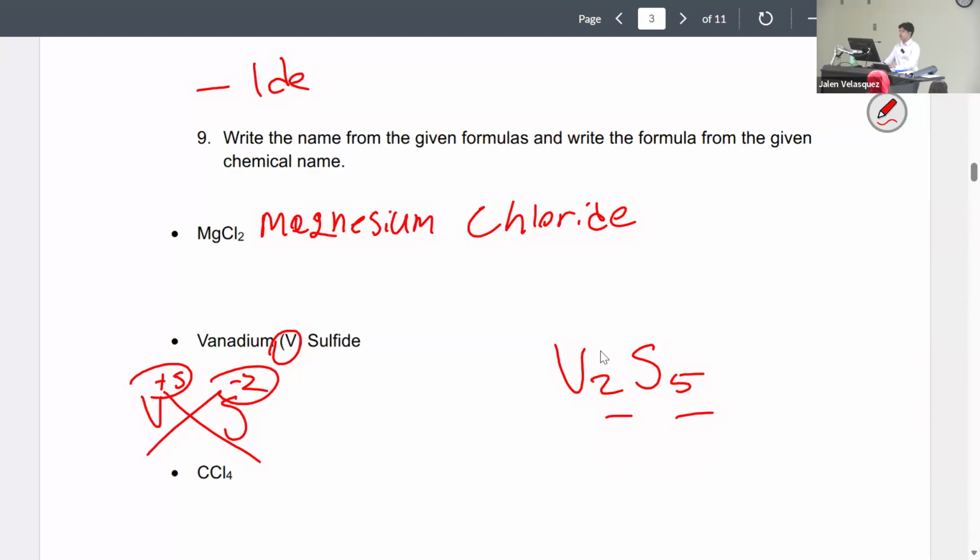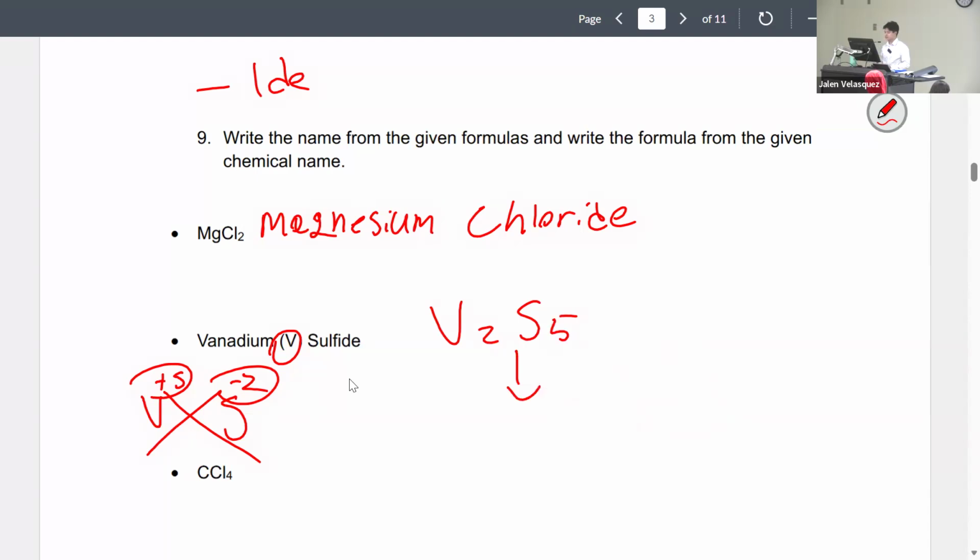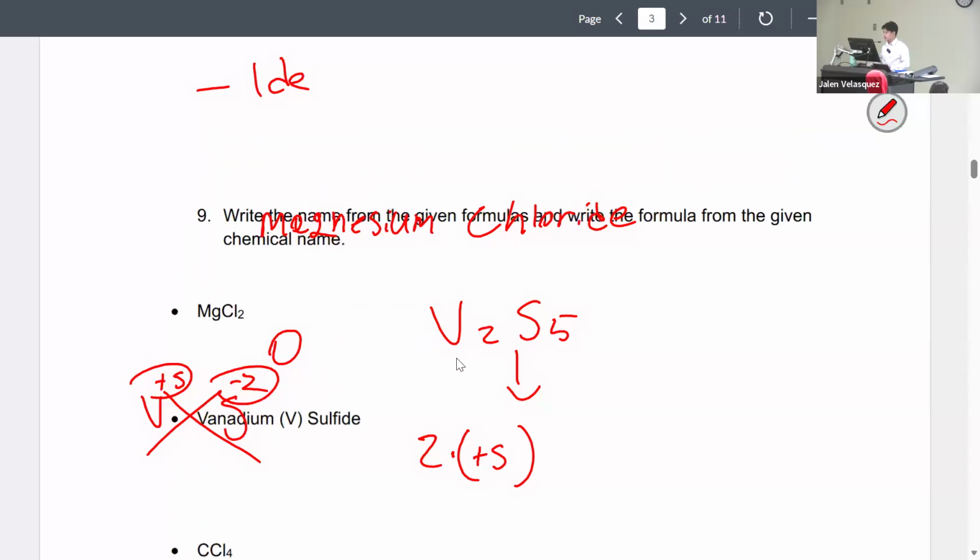Now remember, the whole reason for doing that is because when we make ionic compounds, we have to make them electrically neutral, which means a net zero charge. So if I take my V2S5 and I break it apart or ionize it, you get 2 vanadiums. What was the original charge of vanadium? +5.